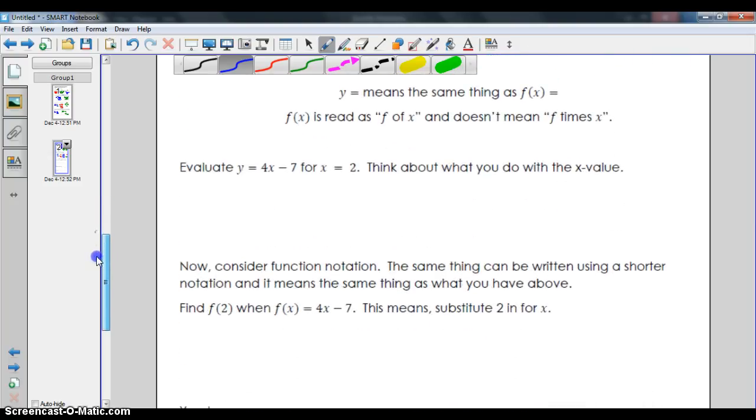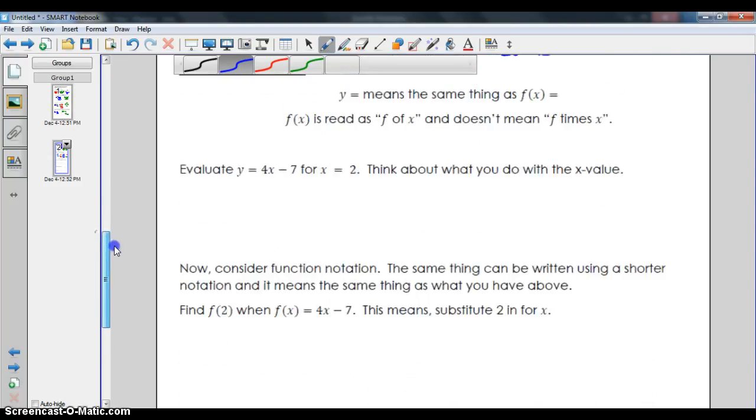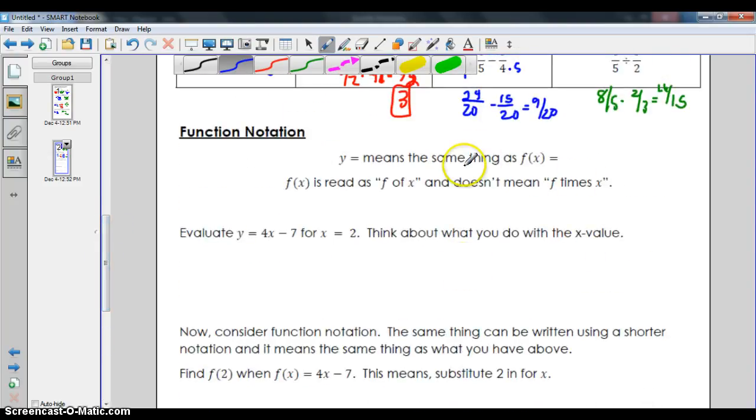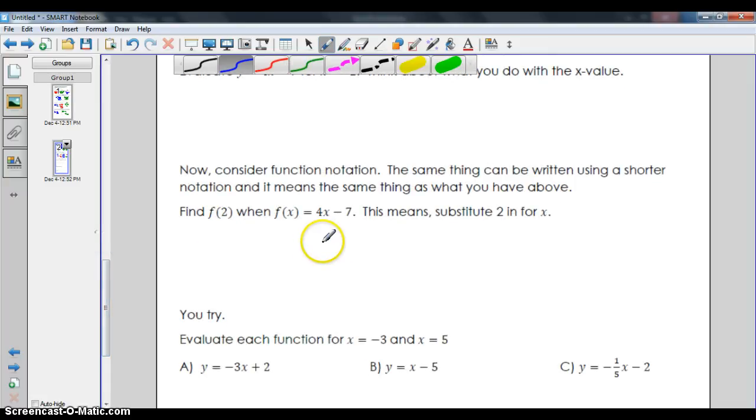All right, last thing we're going to talk about is functions, and we've done this before. So remember that this means to plug a number in. Just like if it was written like this, what would you think? Well, plug the 2 in for the x. So the same thing means when it's f of 2, we plug the 2 in for x.